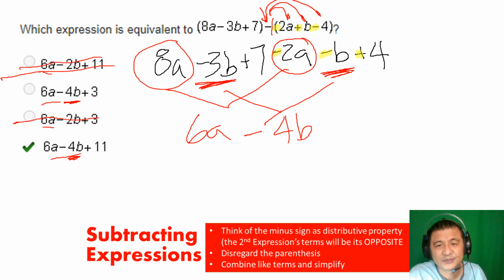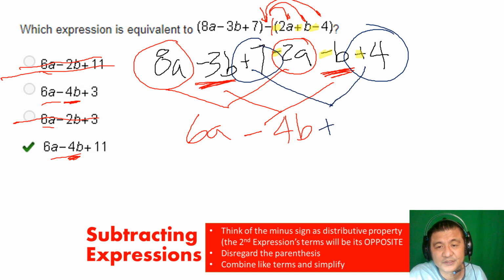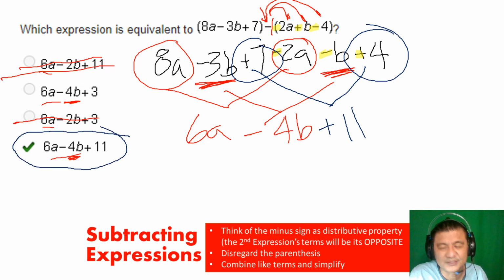All right. So the last one is what? Combine the numbers positive 4 and positive 7. That becomes mentally positive 11. So where's the correct answer? This is the correct answer.